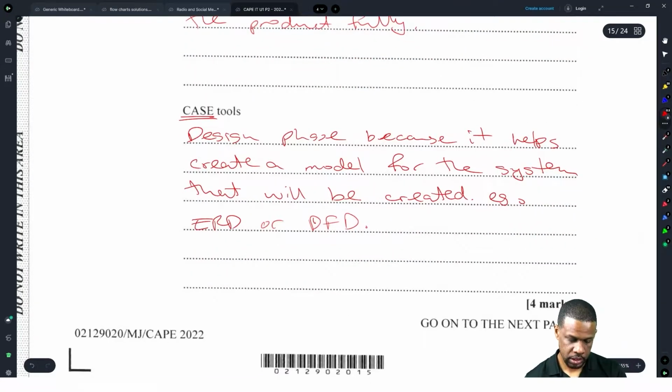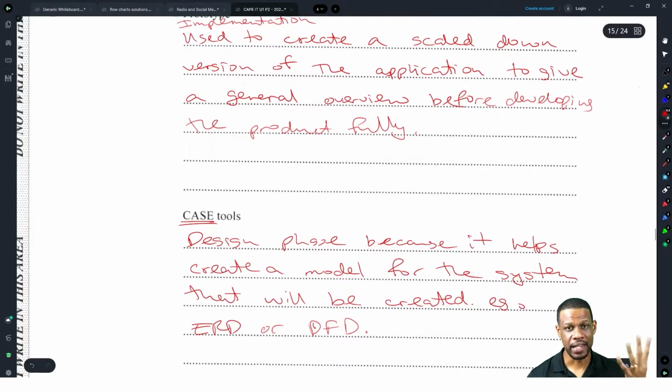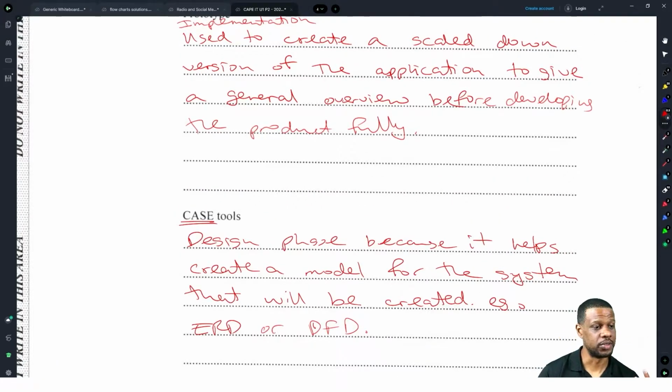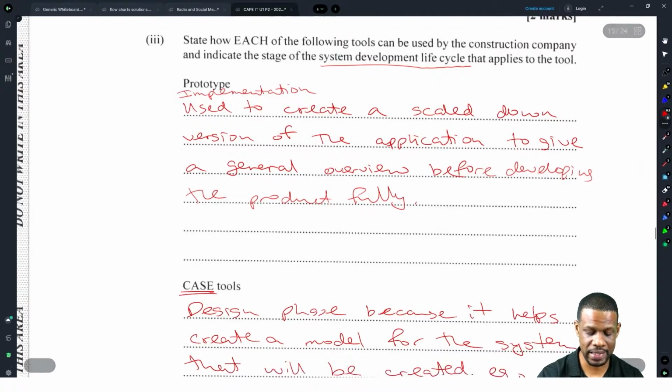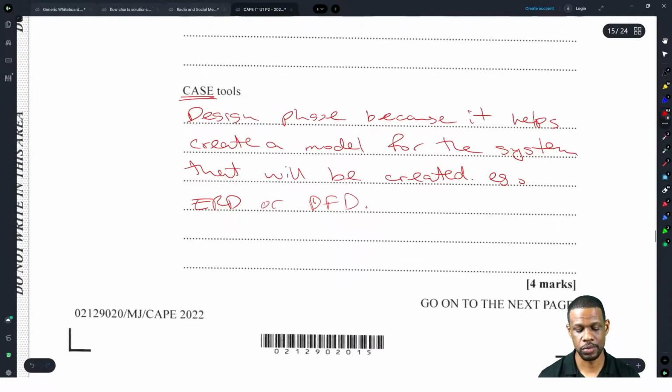But case tools could be used all over, because a case tool could help you code, help you debug, or do all kinds of things. So if you say design phase, then you have to talk about ERD and DFD. If you talk about testing phase, it'll be coming up with tests and whatnot. But that's me thinking a little more CompSci-ish, that's the program development lifecycle. But on the IT side of it, most times case tools are used in the design.